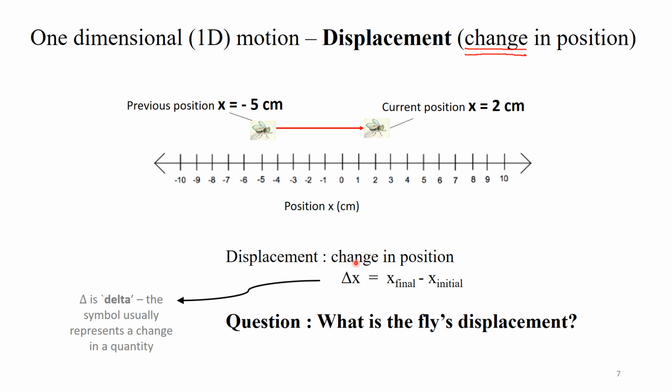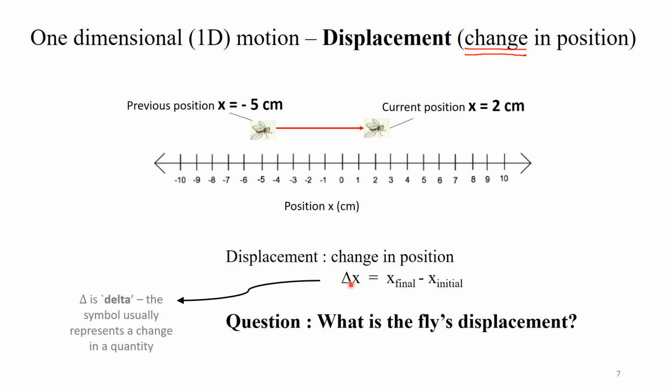So displacement is the change in position, and the symbol for displacement is delta x. Here you can see the note written on the left. That triangle is known as delta, a Greek symbol, and it usually represents a change in something. So delta x means change in x, or change in position. And how do you find the change in x? The change in x is the final position minus the initial position. So x final and x initial are the positions at the final and the initial, and when you subtract them, you get the change in the position.